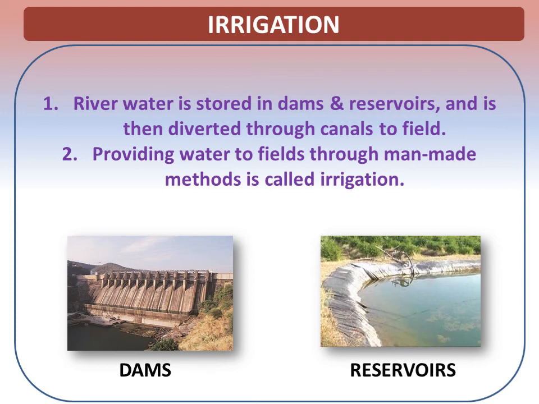Irrigation. In our country, most places receive rainfall for 3 to 4 months in a year. This is not adequate to grow crops throughout the year. River water is stored in dams and reservoirs.